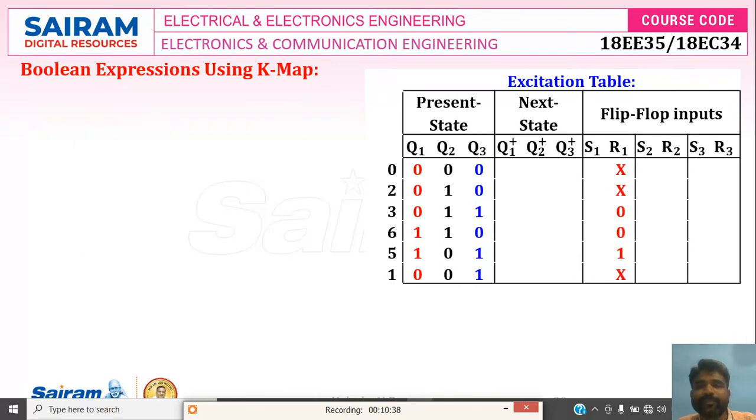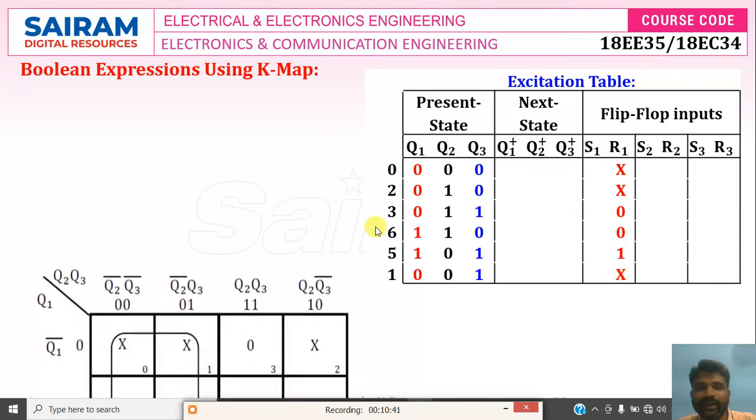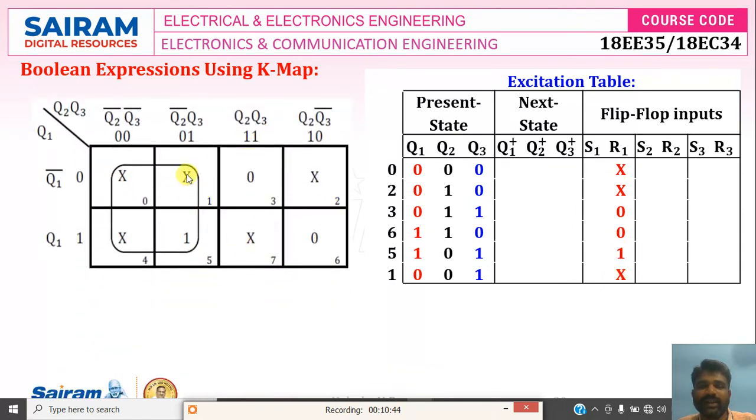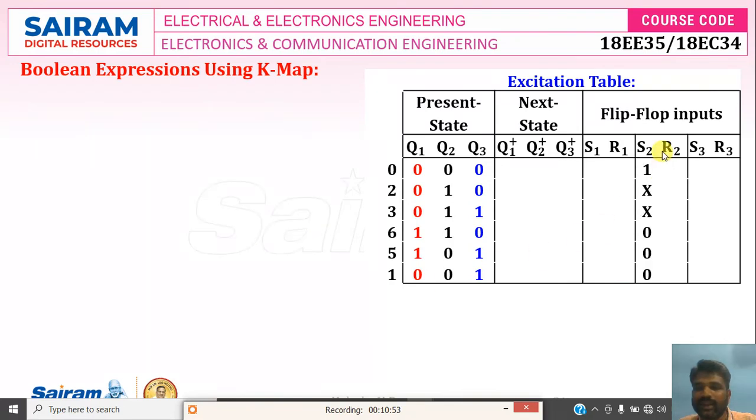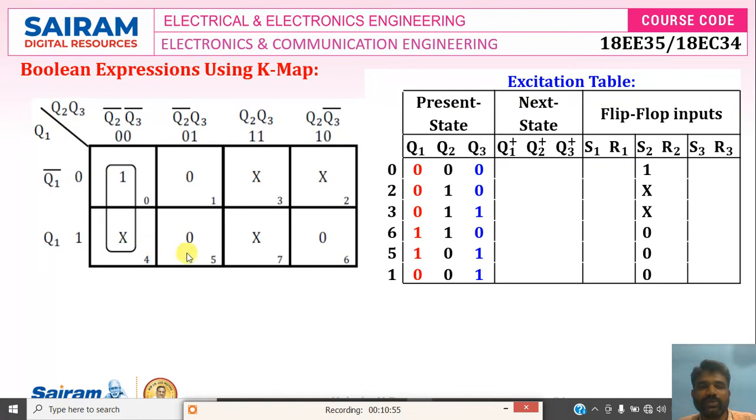So similarly, by considering R1 column, write the K-map, do the entries, and here one quad is possible. So the expression is Q2 bar. And by considering S2 column, do the entries into K-map, and here one pair is possible. So expression is Q2 bar, Q3 bar. Okay, that means for this pair. So here this is also possible. Combining 0 and 2 is also possible. If you do that, Q1 bar, Q3 bar, either expression.